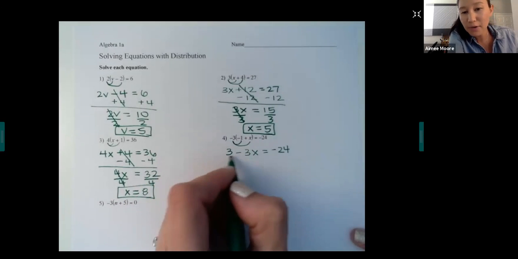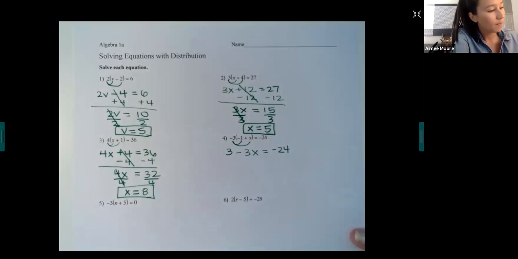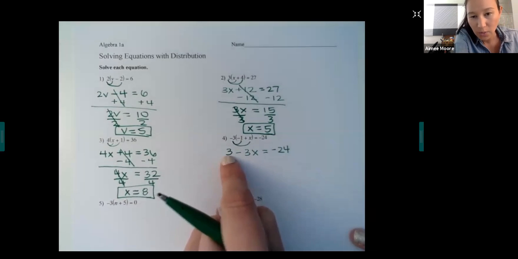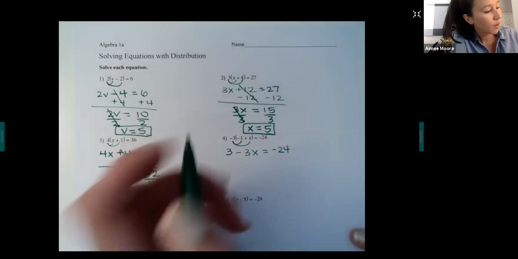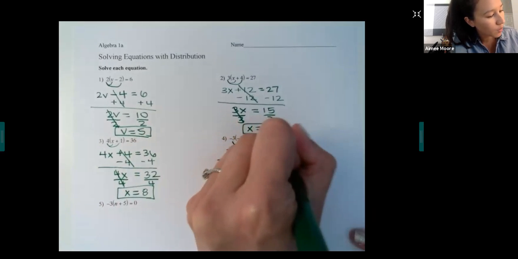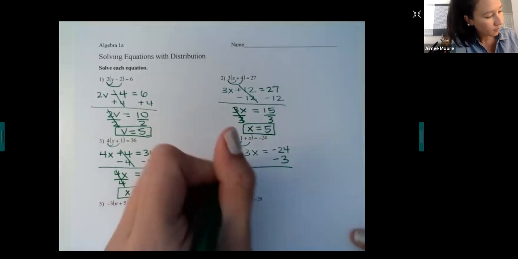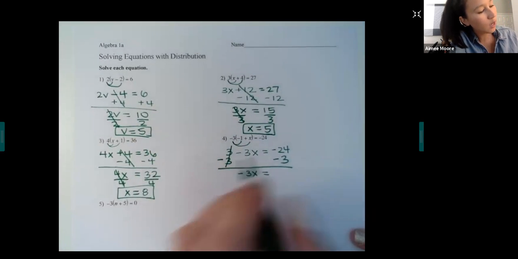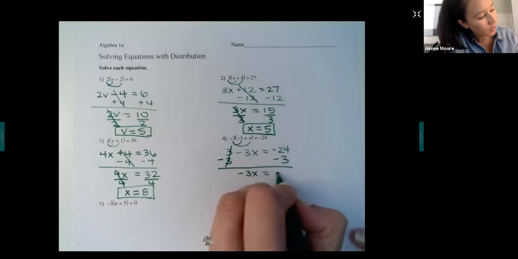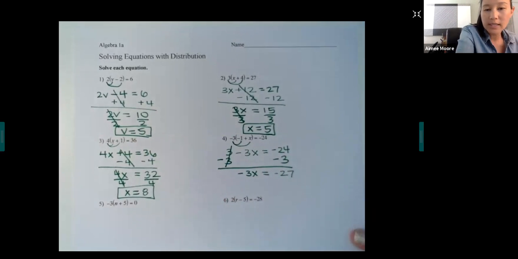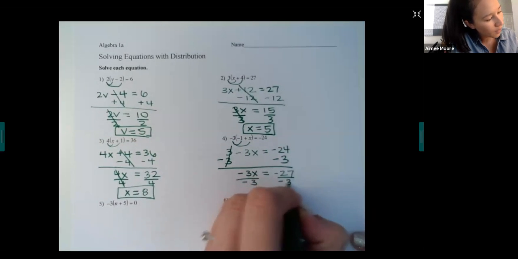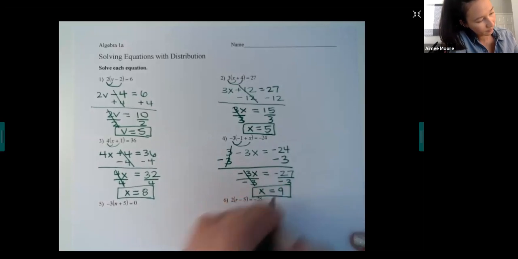It's in a little different order, but we're still going to do the exact same thing. So we need to get rid of the number that's being added to our x, which is positive 3. So we subtract 3 from both sides. Those cancel out, leaving us with negative 3x equals negative 24 minus 3, which is negative 27. Now it looks familiar. Divide both sides by negative 3, and x equals positive 9.